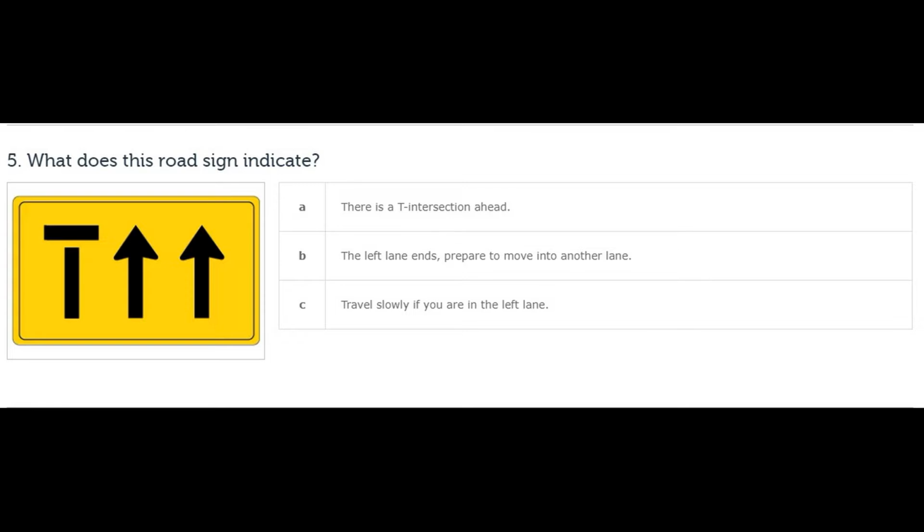Question 5. What does this road sign indicate? A. There is a T intersection ahead. B. The left lane ends. Prepare to move into another lane. C. Travel slowly if you are in the left lane.